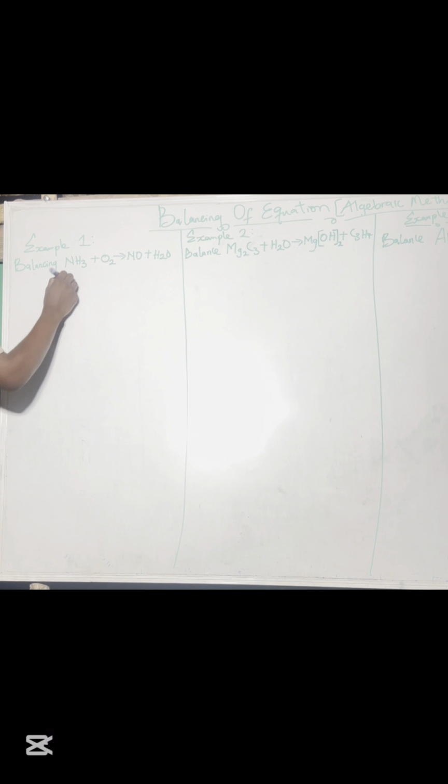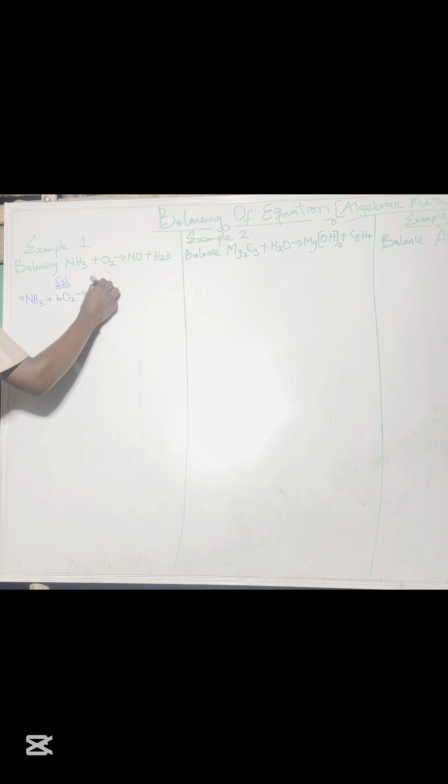That's our solution. The first step in this balancing is that we are going to represent the coefficients of each species by letters or alphabets. So let me use A, B, C, D. This equation turns to A NH3 plus B O2 gives C NO plus D H2O. We are going to represent the coefficient of each species by letters. Now, the next thing we are going to do is formulate an equation.